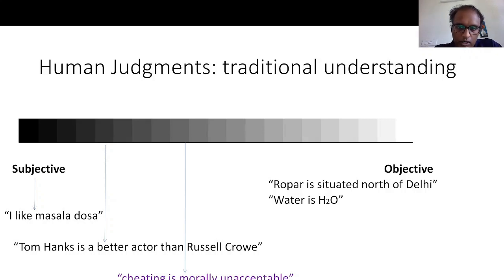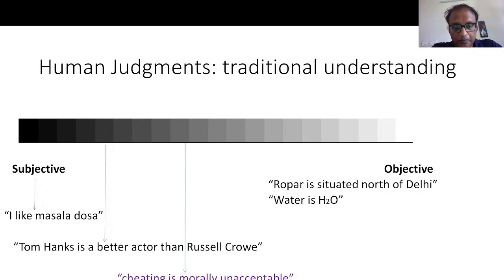And as we move to the completely objective side, we have scientific statements, where we discuss, for example, Earth is moving around the sun, water is H2O, or Roper is situated north of Delhi. These are objective statements independent of any conditions. There are no conditions here. They are true independent of human beings. Water will remain H2O independent of human beings. Roper will be north of Delhi, at least if we understand the naming and the position of those two places, independent of human beings.